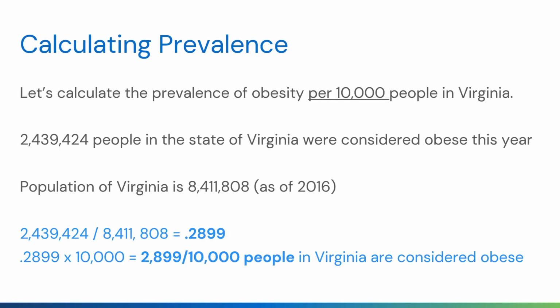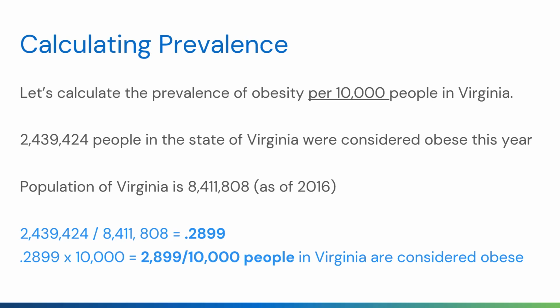So if we're going to calculate the prevalence of obesity per 10,000 people in Virginia, again, this is a rate, we now need to know the total number of people in the state in order to be able to do that. Again, because we need to know the total population to be able to make that calculation. The population of Virginia as of 2016 was around 8.4 million, and we know the number that were obese or identified as obese was around 2.4 million. So we can take that 2.4 million, divide by 8.4 million roughly, and get 0.2899.